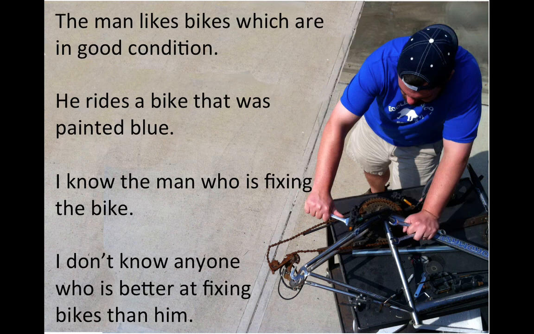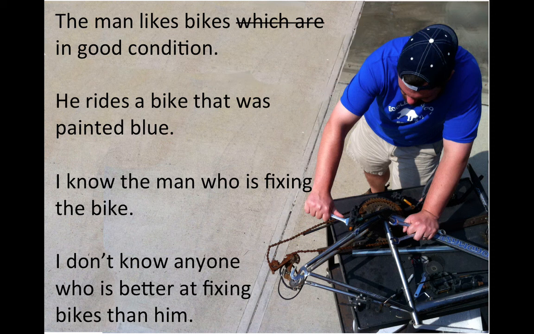The man likes bikes which are in good condition. In this case, the relative pronoun is the subject, which is acting as the subject of the relative clause. Can it be reduced? Yes, it can. In cases where the relative pronoun is the subject and the verb is the be verb, you can omit both the relative pronoun which and the be verb are. So you'll be left with the sentence, the man likes bikes in good condition. This is a possible reduction.